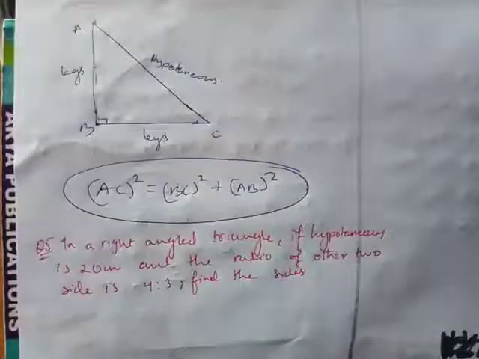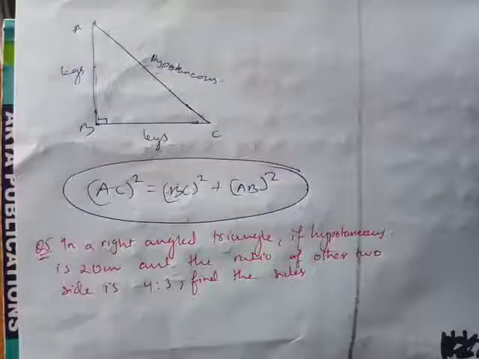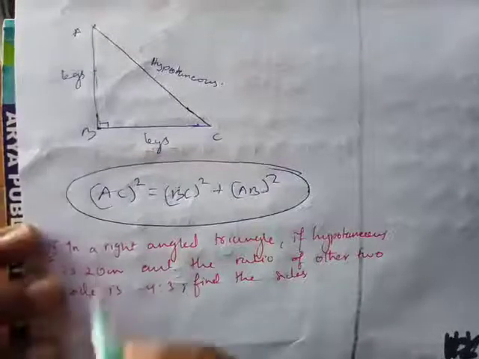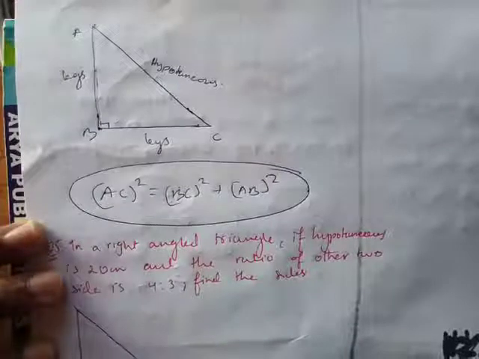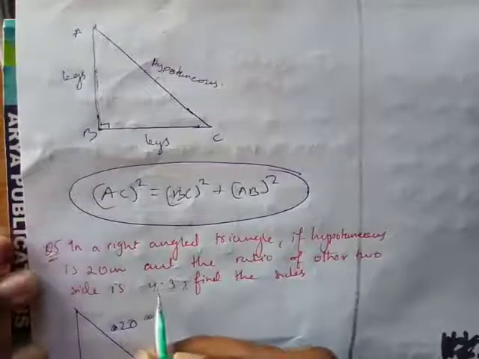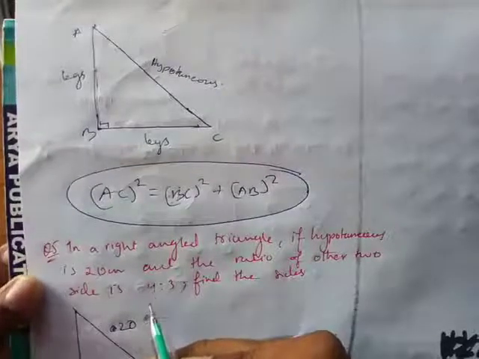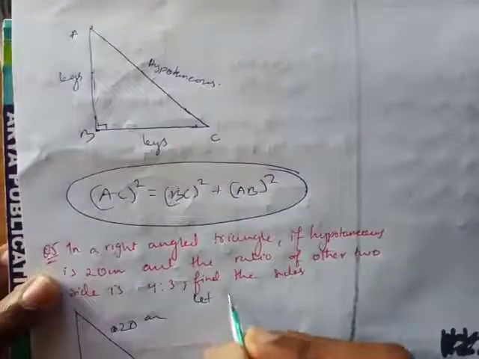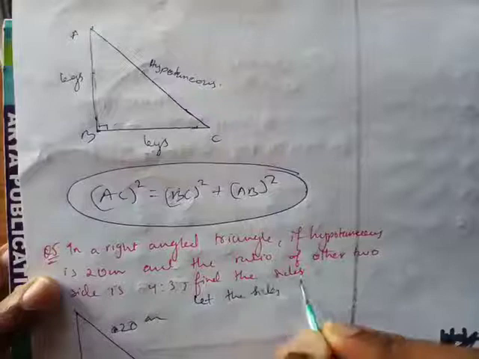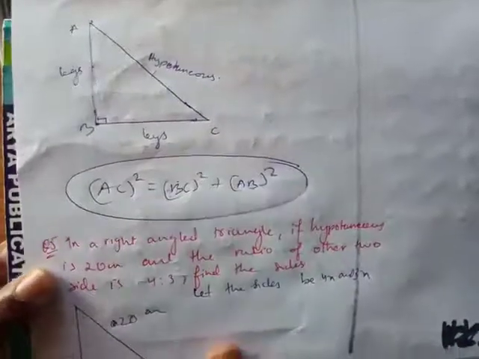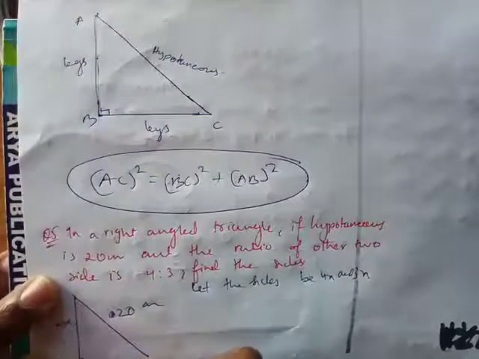Let's do question number 5 together. Question number 5 says, in a right angle triangle, if hypotenuse is 20 centimeter and the ratio of the other two sides is 4:3. So if I have a triangle, this is the hypotenuse, that is 20 centimeter, and the other two sides are given in the ratio 4:3. Whenever the sides or angles are given in ratio, we let the sides be 4x and 3x. Okay, then I can say this is 4x, this is 3x.